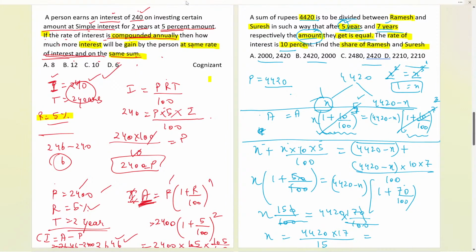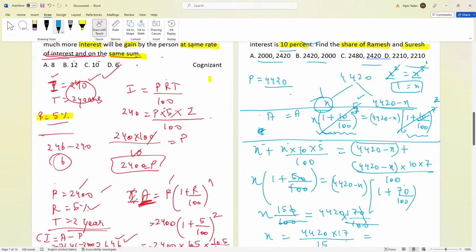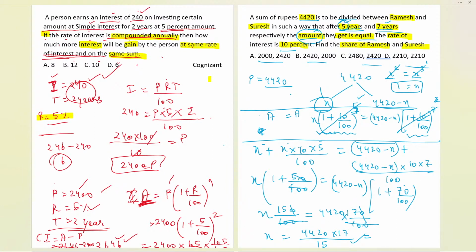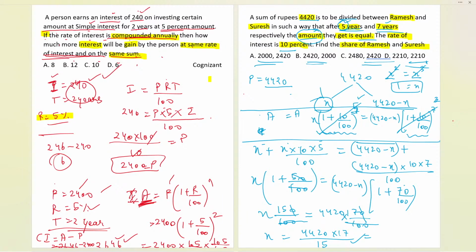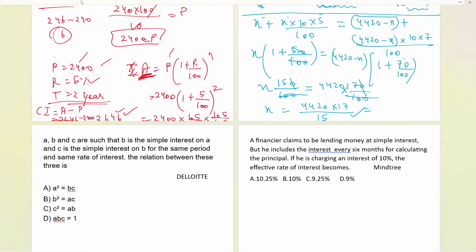And in that case, we will be getting over here. Let us check whether the part we will be getting over here. Because this number is greater, we are getting more than 4420. And it is not matching any of the options as well. So let us see whether we are getting it by compound interest or not. Let us check. So let us do it on the next slide.